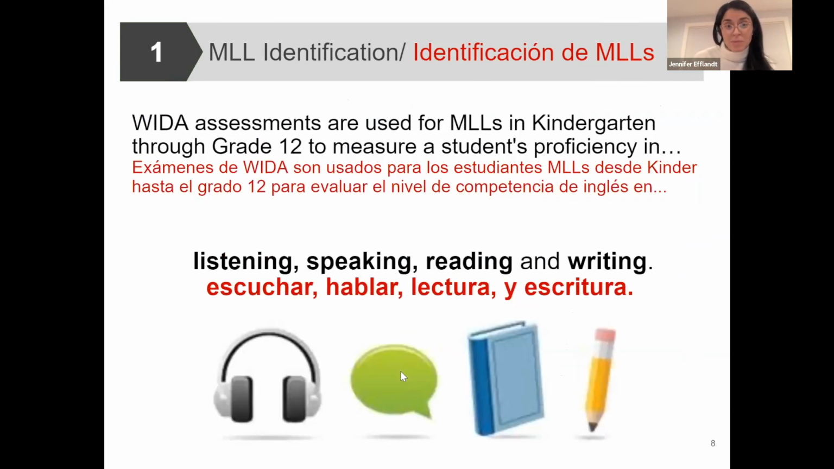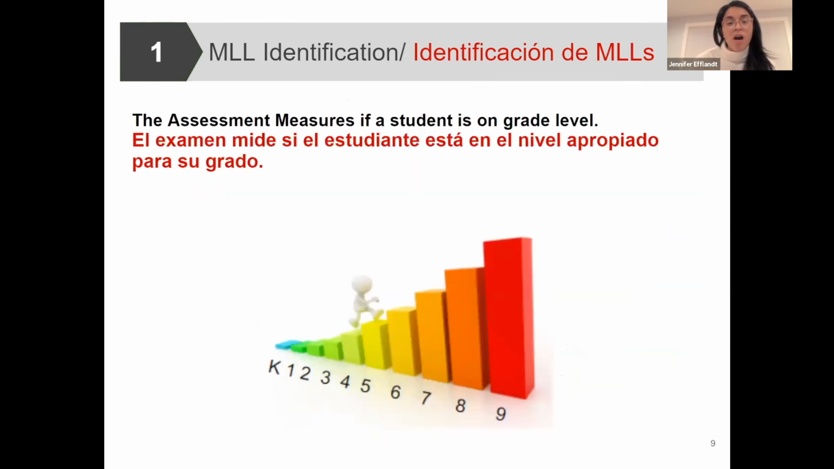So the WIDA assessment is used for students entering kindergarten all the way to 12th grade. And as I said before, it's measuring listening, speaking, reading, and writing. And it's measuring whether students are on grade level in those 4 domains. Oftentimes, we may see a child who can speak English very well, can listen and understand English very well, but it may be that their reading and their writing might not be on grade level in English.